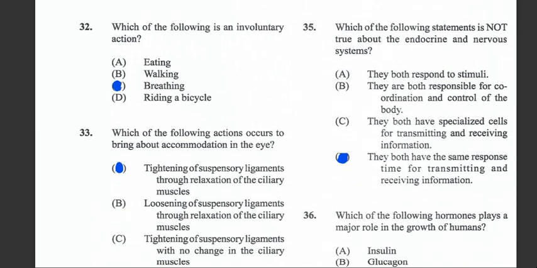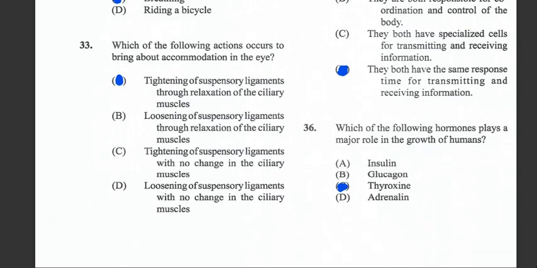Good. Number 35, it says which of the following statements is not true about the endocrine and nervous system. So we all know the keyword here is not. We know that they both have specialized cells for transmitting and receiving information. But do they both have the same response time for transmitting and receiving information? No, they don't have the same response time. So I would say the best suitable answer here for number 35 would be D. It's not true, they don't have the same time.